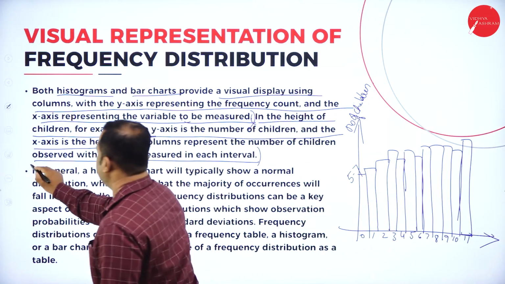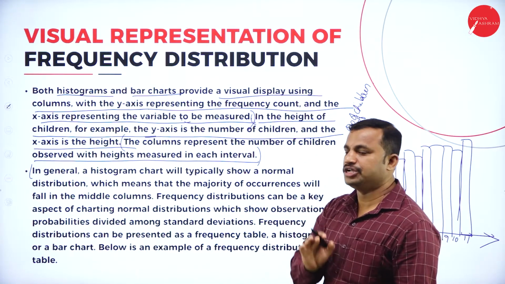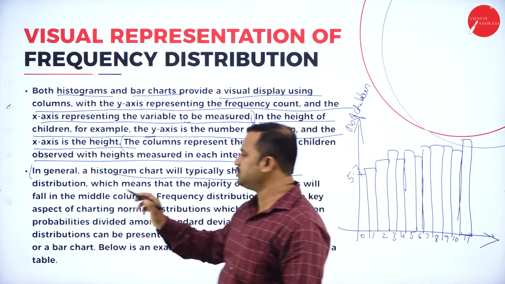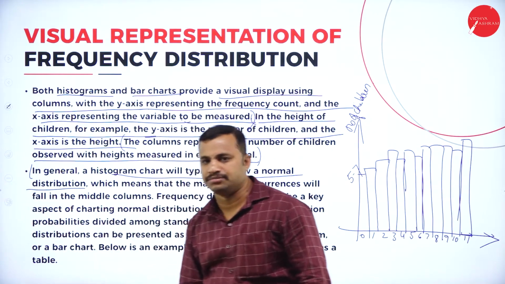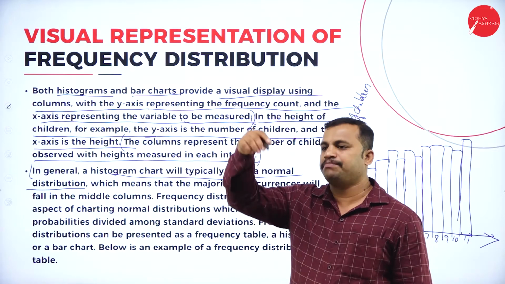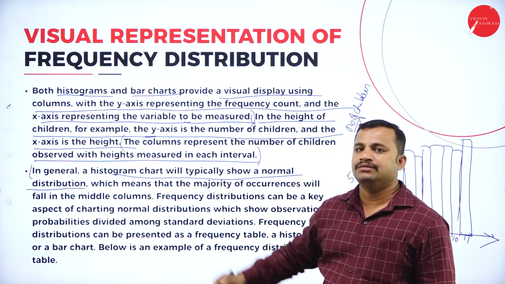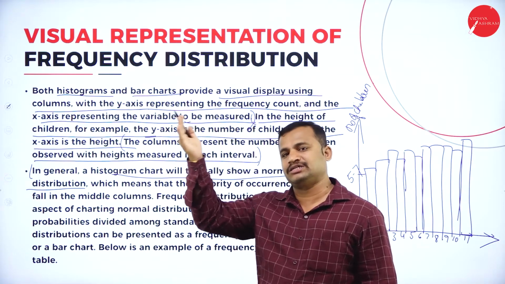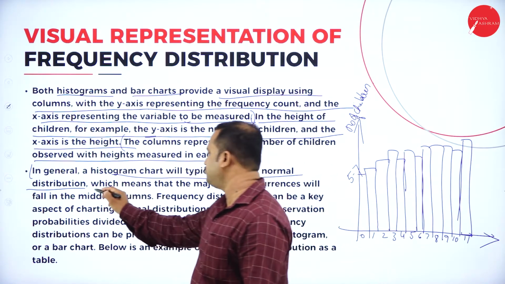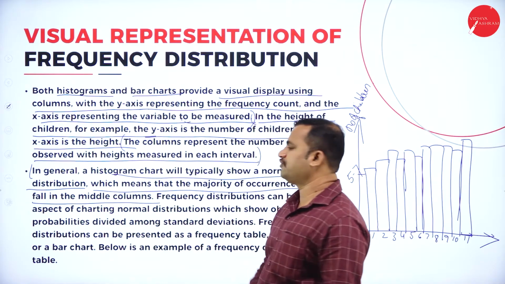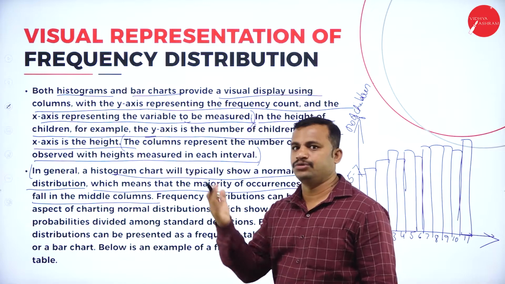Let me tell you, in general, not in specific, a histogram chart will typically show a normal distribution. That means a Gaussian distribution. What does this Gaussian distribution indicate? There is a peak at the middle, and on the one side we have a replica of the other side. That is the meaning of that, which means that the majority of occurrences will fall in the middle of the columns. The same thing as I told right now.